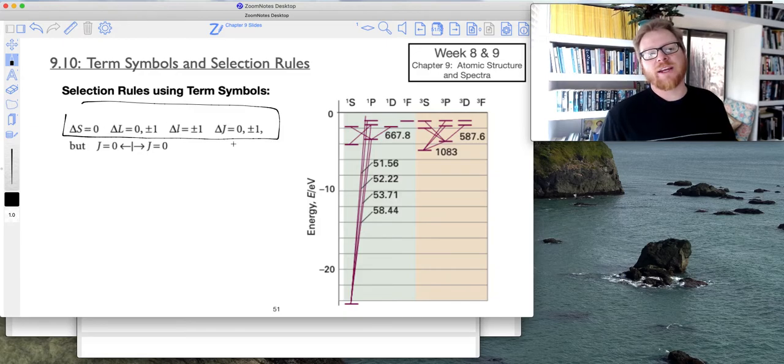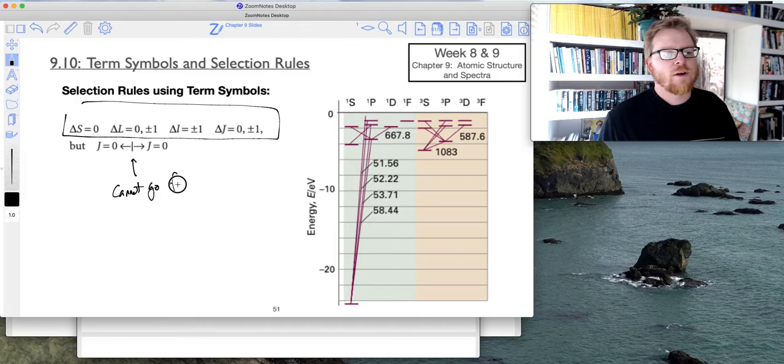But now we can recognize these selection rules from their term symbols, okay? And so this notation right here, but J, what this means is you cannot go from J equals 0 to J equals 0, but that's only for very light atoms, for the less massive atoms.